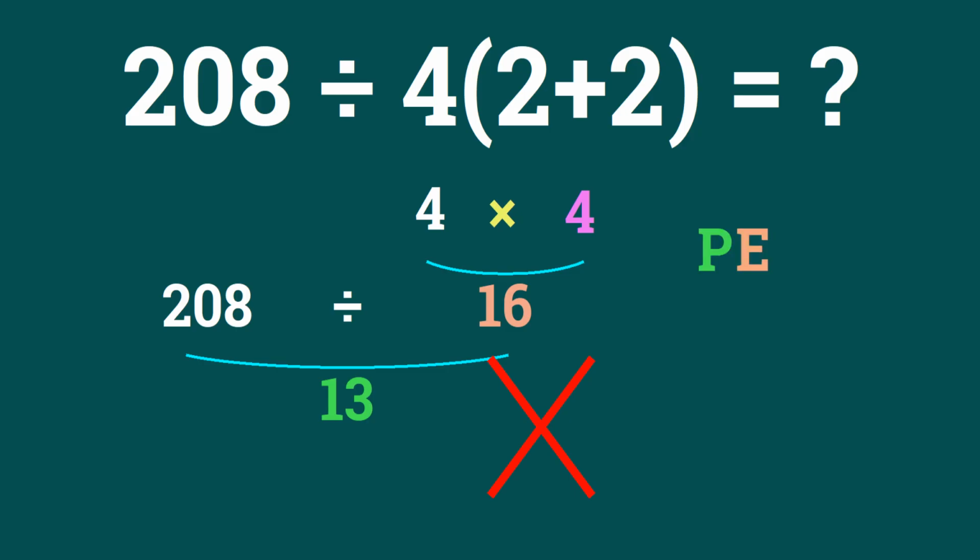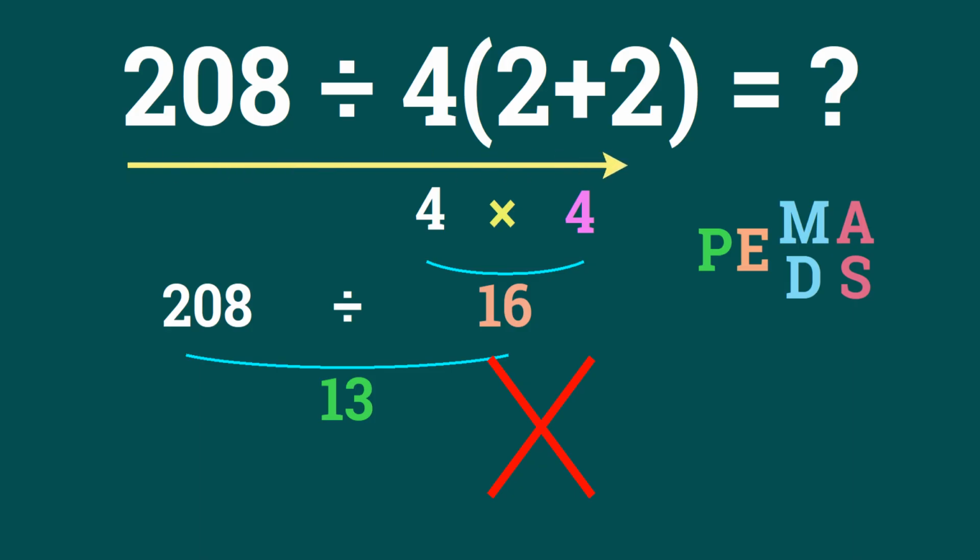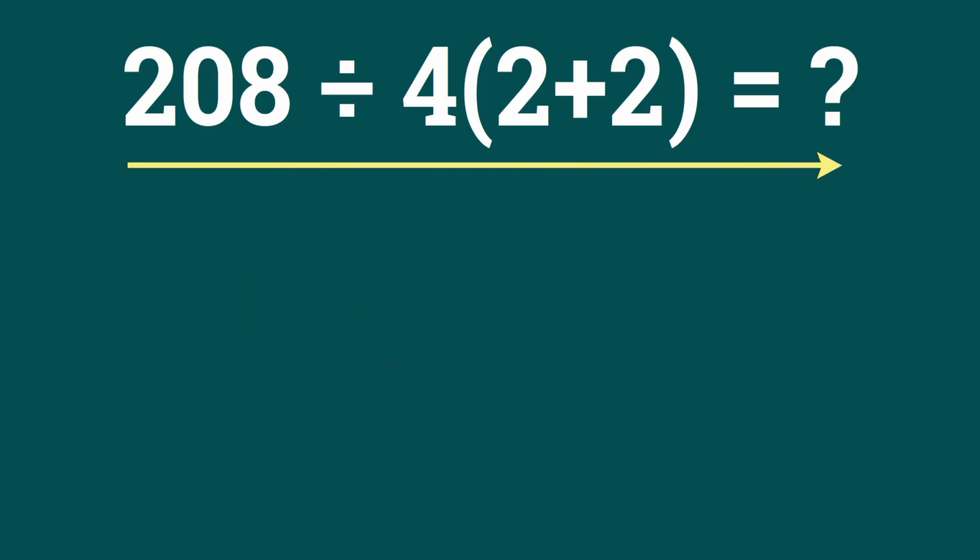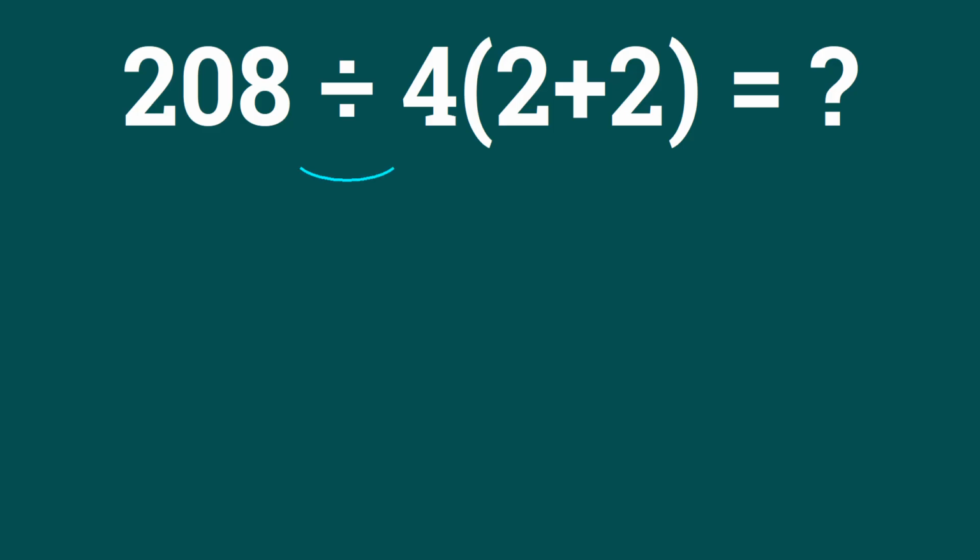exponents, then multiplication or division, and then finally addition or subtraction. Remember that multiplication and division have equal priority and we have to work from left to right. And the same applies to addition and subtraction. In this expression, we have one division, one multiplication, and one parenthesis.